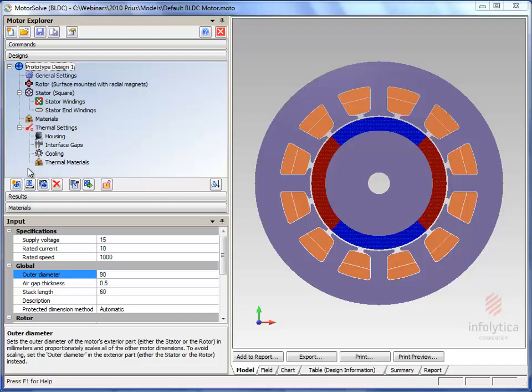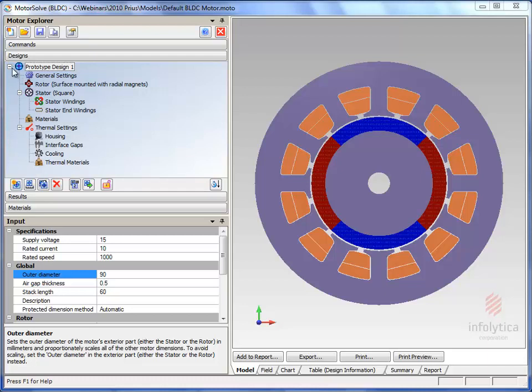This is the MotorSolve interface. In fact, this is the default brushless permanent magnet motor interface. And the interface is split into 3 areas. I'm not going to dwell on the interface for very long, but I thought it would be instructive to share it with you. Should you have a desire to look at more detail in the interface, we have additional webinars that we've posted previously, which will give you a much more in-depth assessment and portrayal of the capabilities.